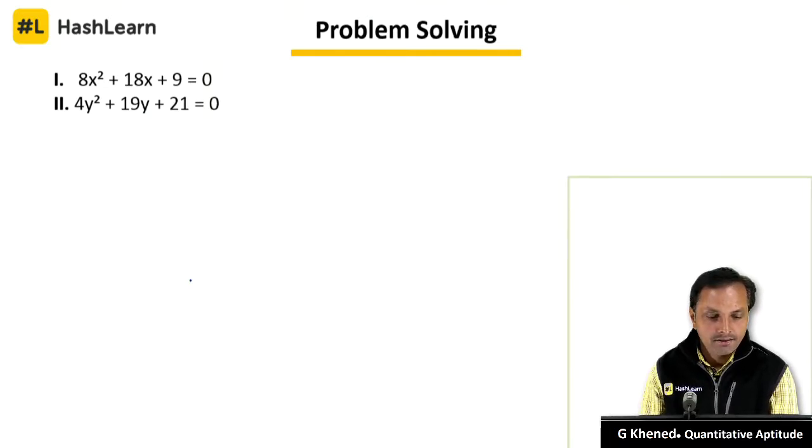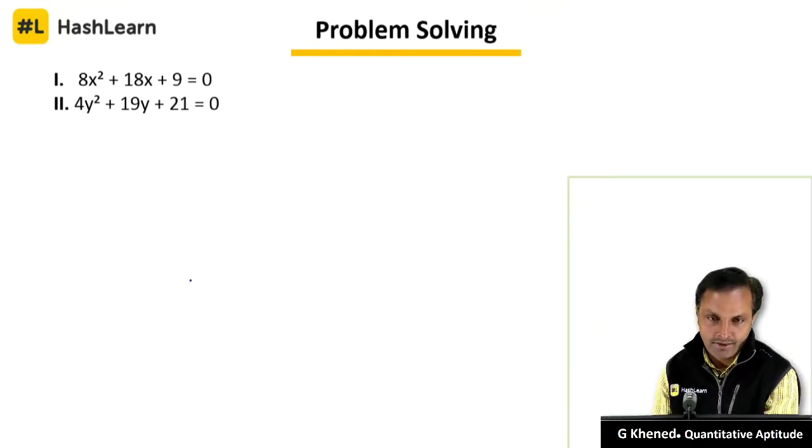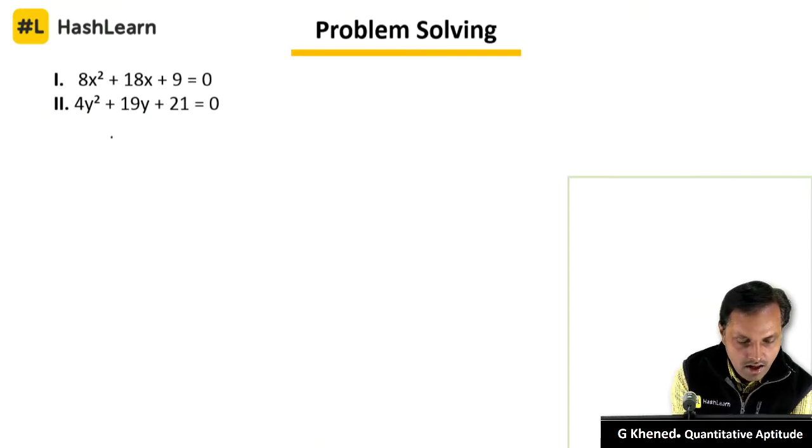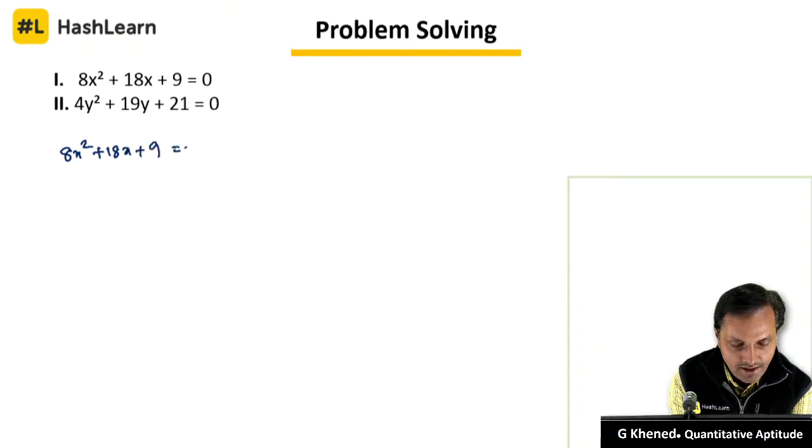8x square plus 18x plus 9 is equal to 0, and 4y square plus 19y plus 21 is equal to 0. So you have two equations, and you need to solve these two equations and identify the relation between x and y. So very simple. How to solve the first equation? You need to factorize these.